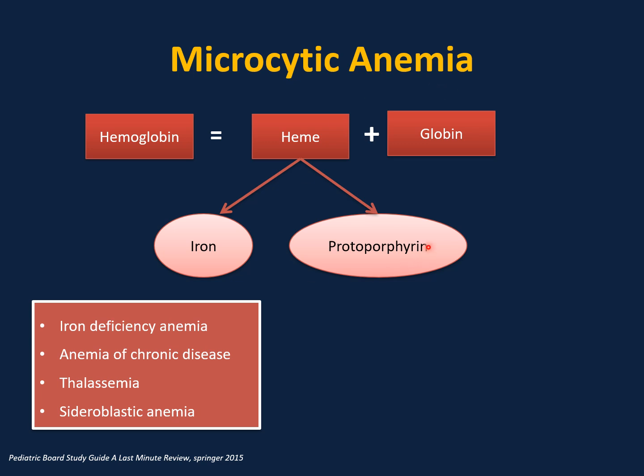Also, if you have a decreased synthesis or any disease interfere with the synthesis of protoporphyrin, which is very important to make heme, this will decrease the heme, and when you decrease the heme, this will decrease the hemoglobin and will cause microcytic anemia. And this is a classic example of sideroblastic anemia. So sideroblastic anemia is a problem with the synthesis of protoporphyrin, which is very important for heme production.